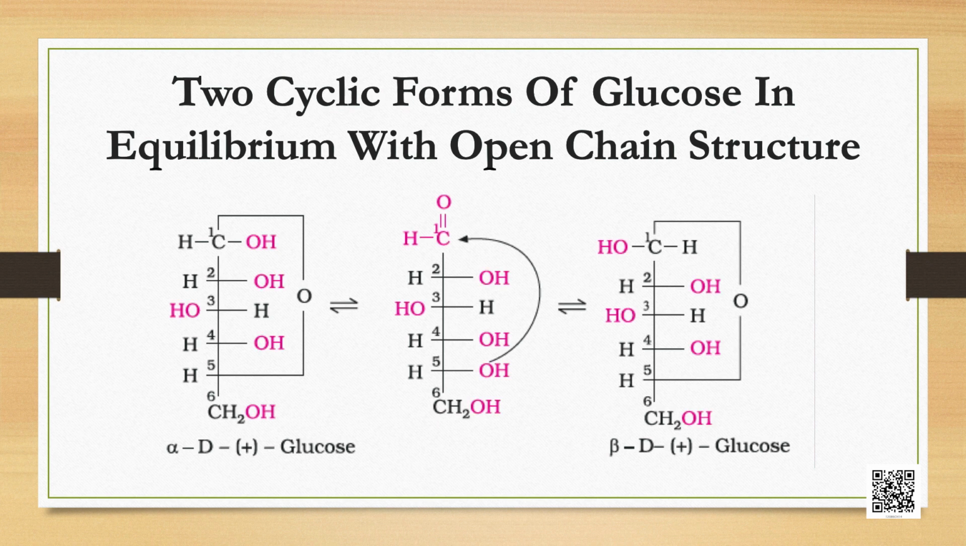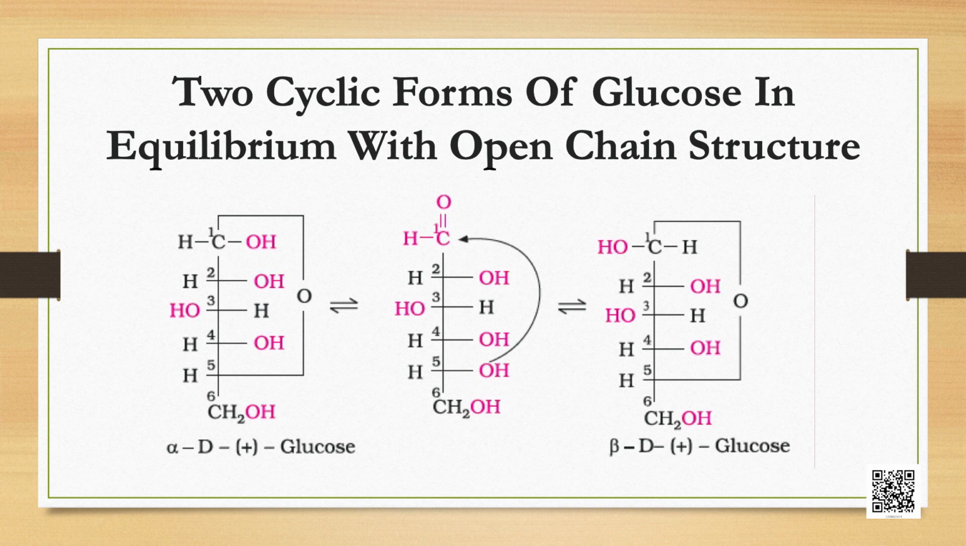It was proposed that one of the OH groups may add to the CHO group and form a cyclic hemiacetal structure. It was found that glucose forms a six-membered ring in which OH at C5 is involved in ring formation.